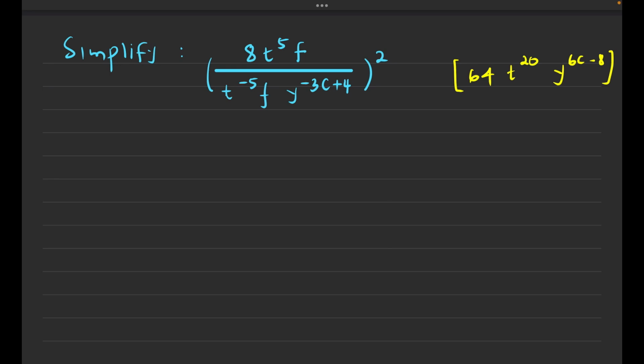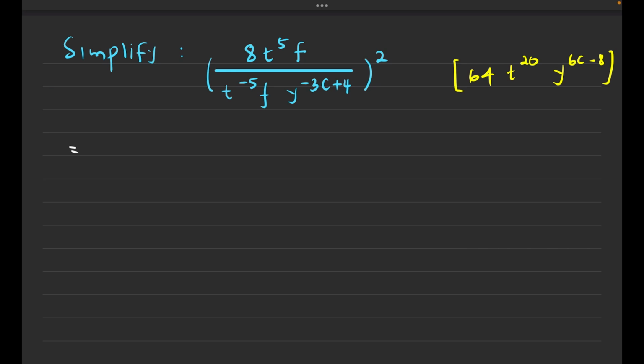Simplify 8t to the power 5 multiplied by f divided by t to the power minus 5 times f multiplied by y to the power minus 3c plus 4 all squared. Do that by yourself and see if you're going to get 64t to the 20 multiplied by y to the power 6c minus 8, right?